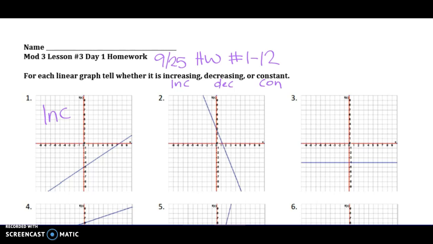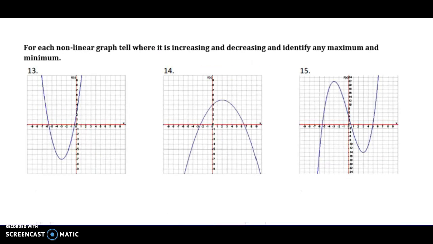So you turn into the homework page. Yesterday you had homework to do 1 through 12. So now we're looking at the back of the page, and this is going to be our homework. You're going to tell where it's increasing or decreasing and identify any maximums or minimums. It's going to be the whole back of the page because it's important stuff that we have to keep using and we need to practice.